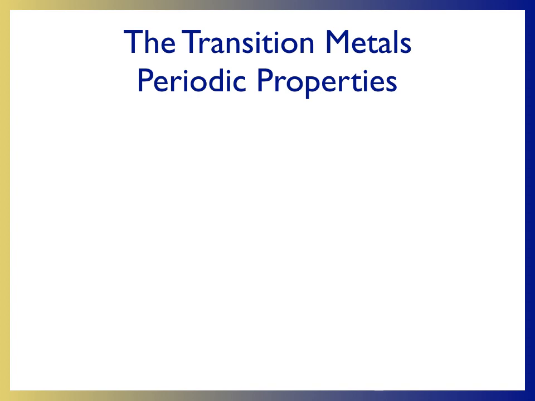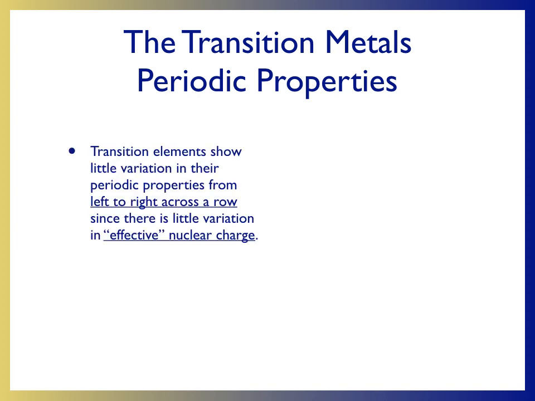Let's first look at transition metals as we go across a row. It turns out there's very little variation in periodic properties as we go from left to right across a row of transition metals. This is due to the little variation in the effective nuclear charge. Remember that this charge is the charge that the outermost electrons feel from the nucleus, and is usually much less than the number of protons that are felt.